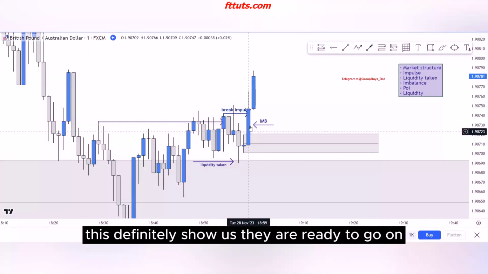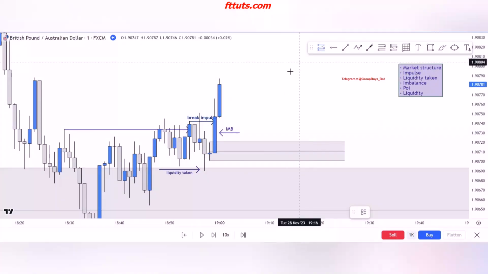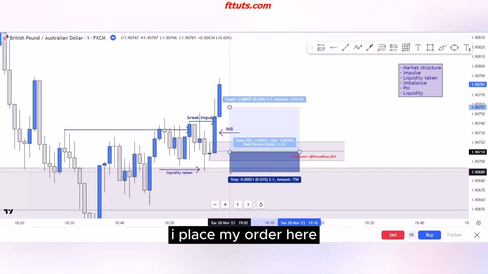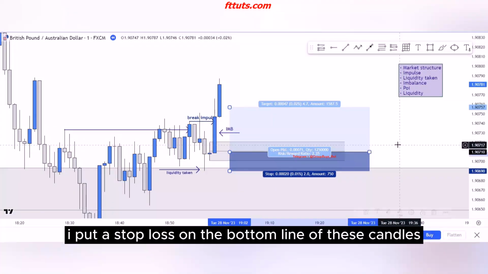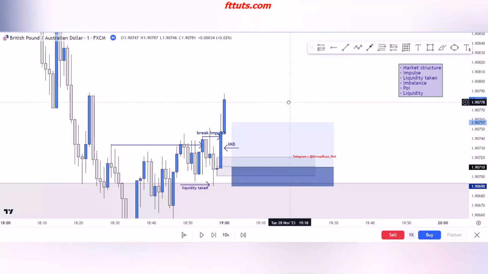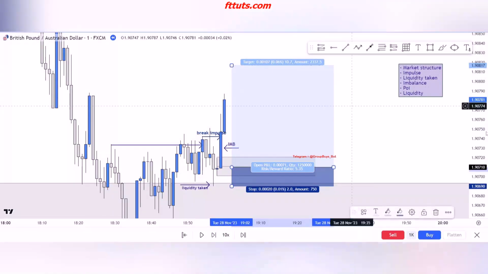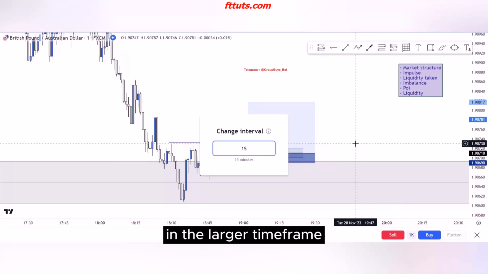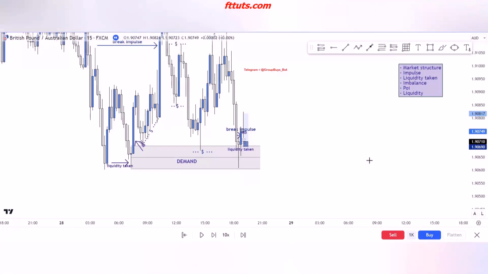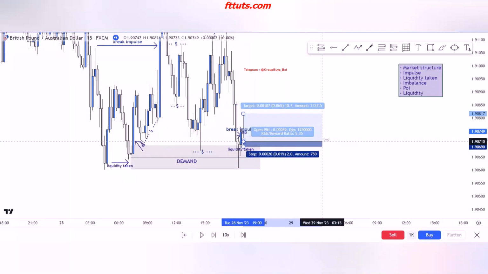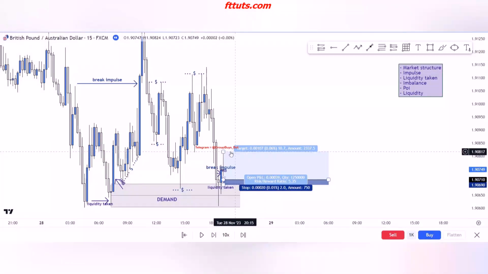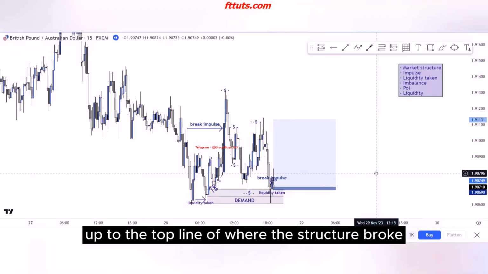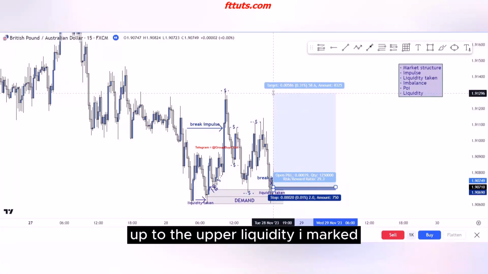This definitely shows us they are ready to go on. So we already have all the approvals that we need. I place my order here. I put a stop loss on the bottom line of these candles. I will be able to see the take profit in the larger time frame. I mark the take profit up to the top line of where the structure broke, up to the upper liquidity I marked.